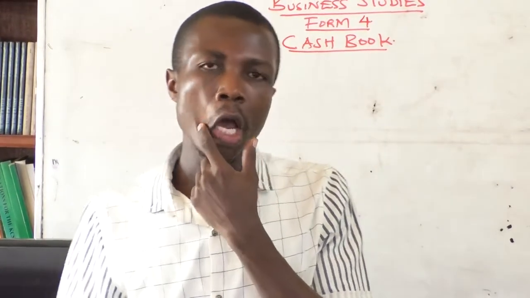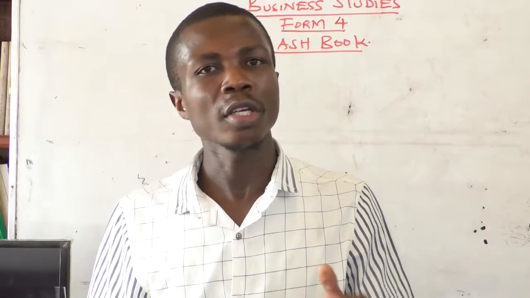So today I want us to look at the cash book. We have been looking at the accounts, and today I want us to learn how to prepare a 2-column cash book and a 3-column cash book. But because of time, we are going to start with the 2-column cash book, then later we are going to look at the 3-column cash book.